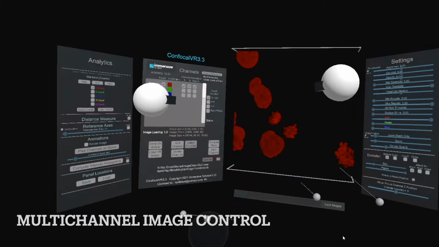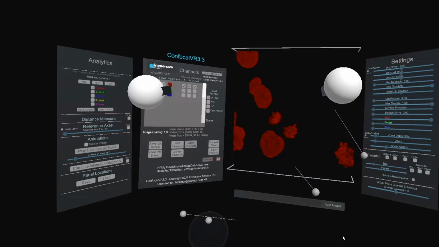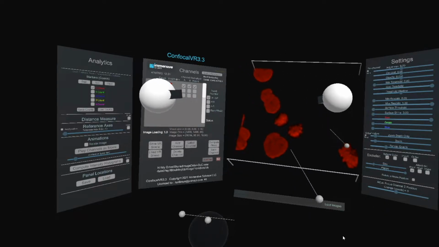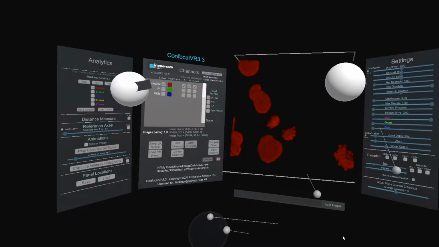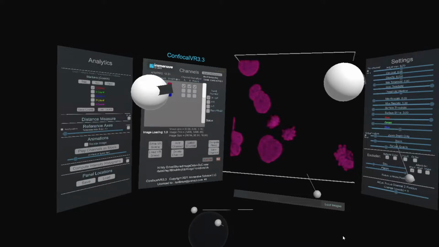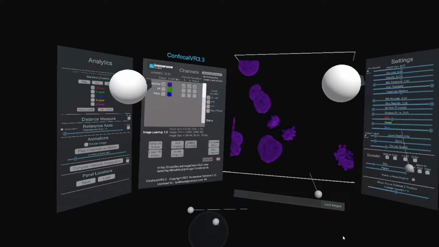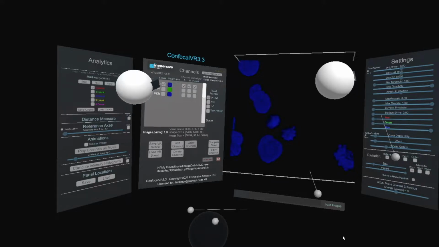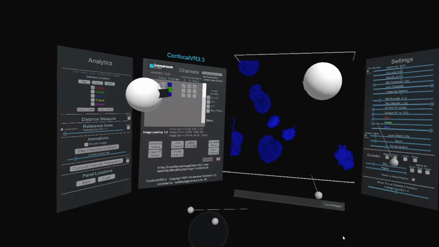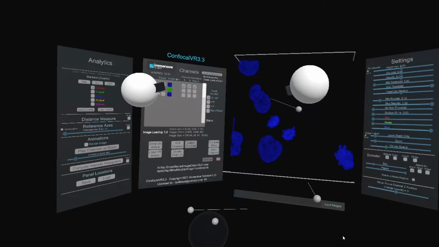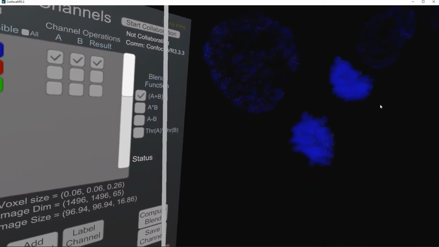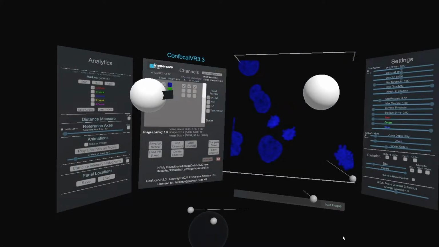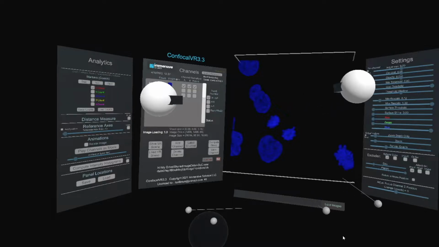These are U2 OS cells, so they are liver tumor cells. I load here the Hoechst channel, that's the blue channel, so I'm changing the color to blue and reducing the noise a bit. And there we clearly see the interphase nuclei. Here, this is probably an anaphase, so these cells just divided, and here we have a prophase.